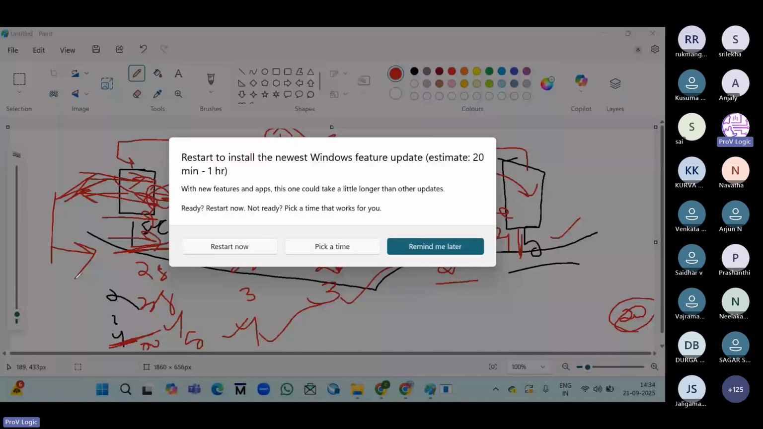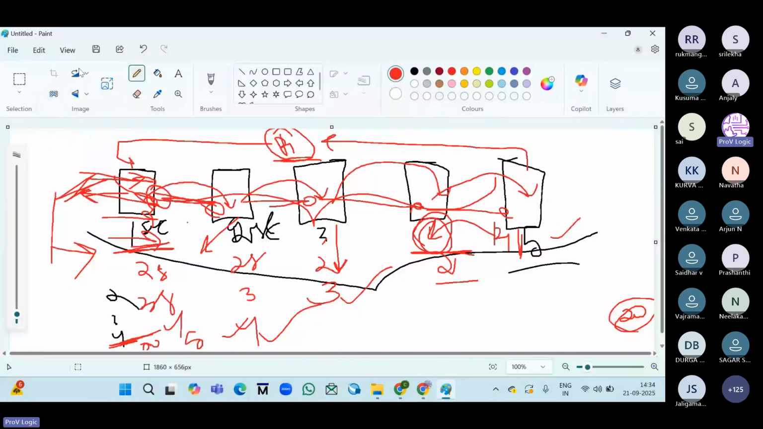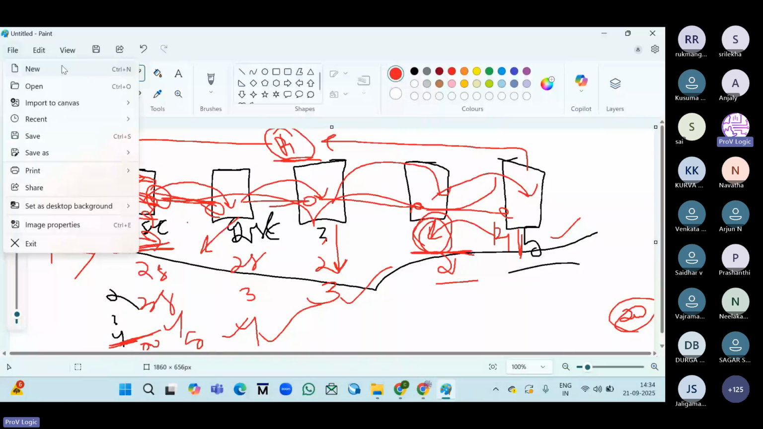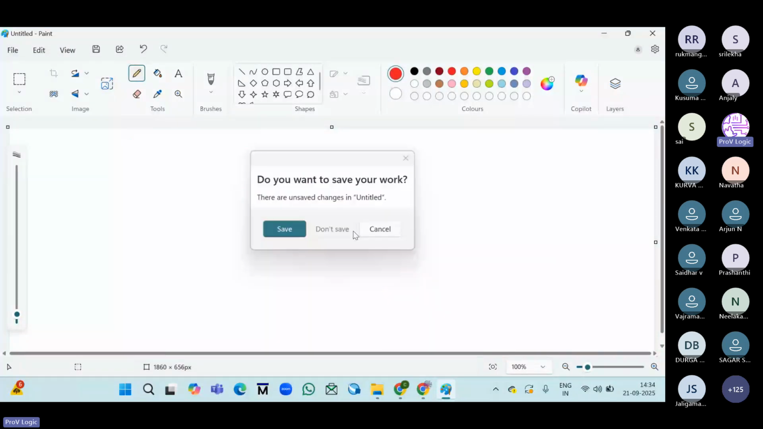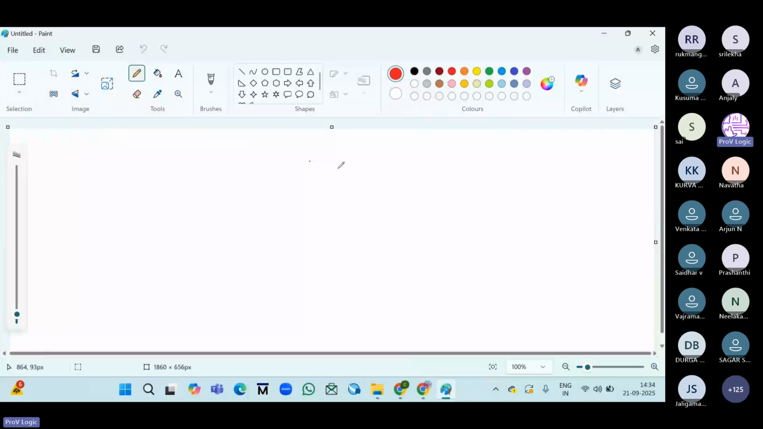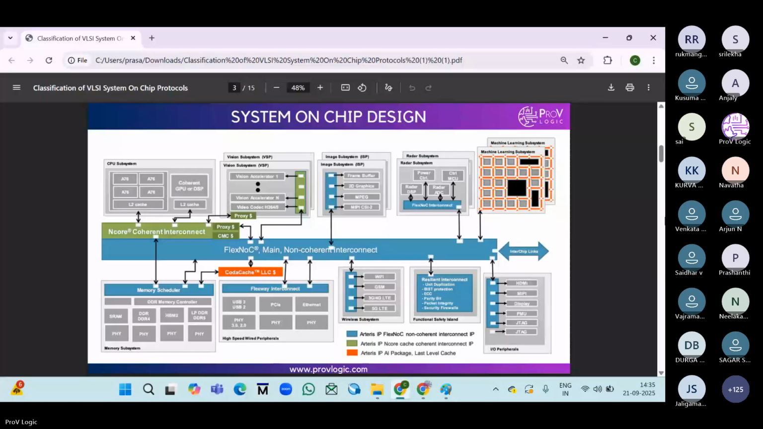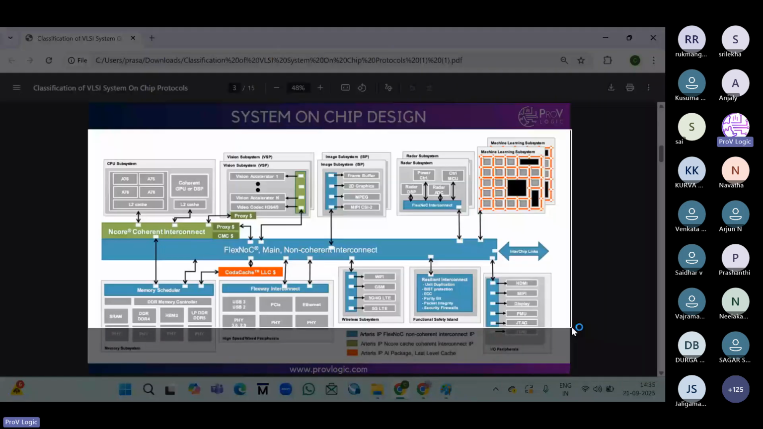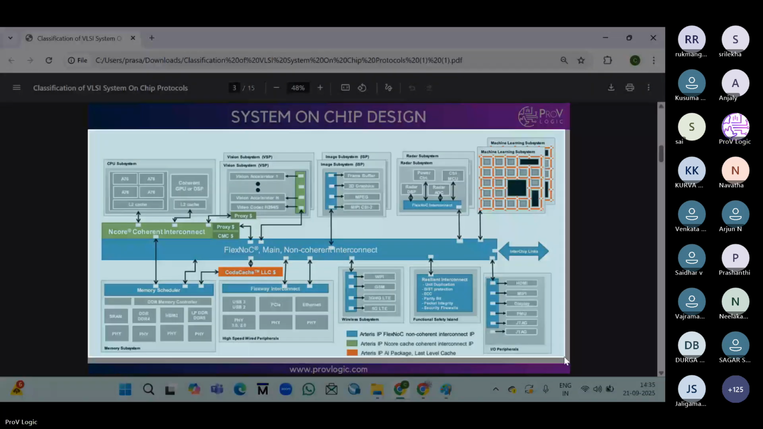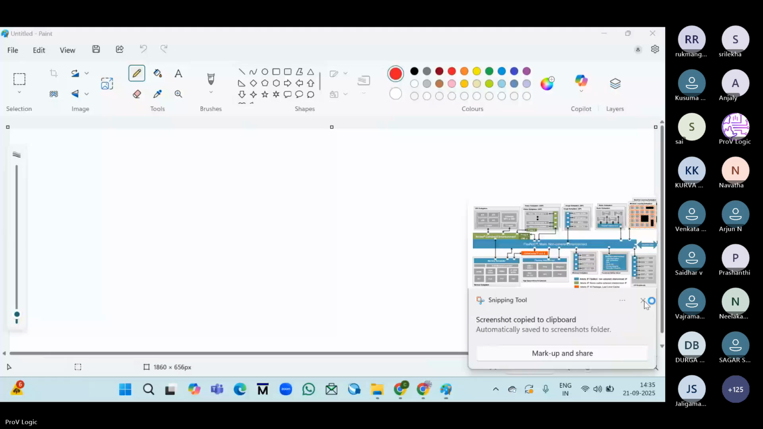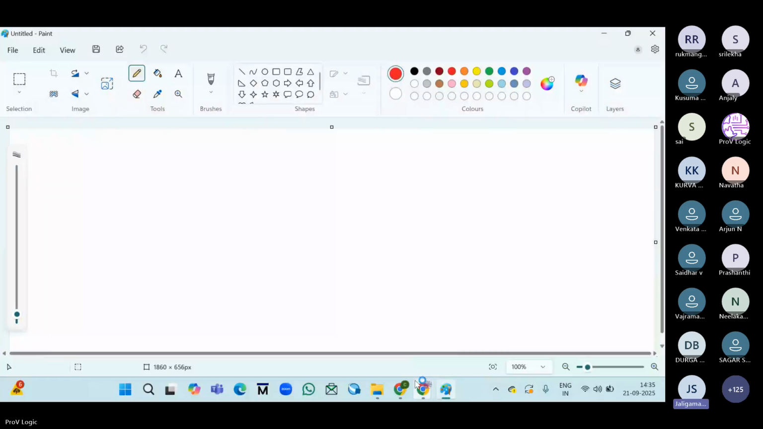Yes, ma'am. Okay. So next question is, some of you asked what language we need to use to verify the processor, right? If you see in a system on chip design, this is exactly the SoC architecture, right? Girls, are there any doubts? No, ma'am, it's clear.